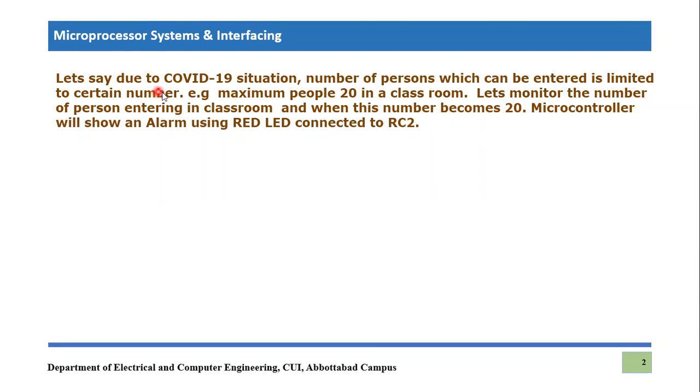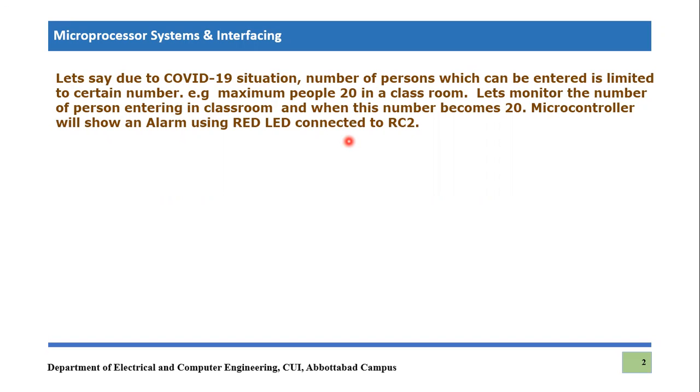Okay, let's say due to the COVID-19 situation, the number of persons who can enter is limited to a certain number. For example, a maximum of 20 people can stay in a classroom. Let's monitor the number of persons entering a classroom. When this number becomes equal to 20, the microcontroller will show an alarm using a red LED which is connected to RC2. This is a perfect scenario in which you can count the number of people entering the class using counter 0, or timer 0, but this time you will be operating timer 0 in counting mode, right?